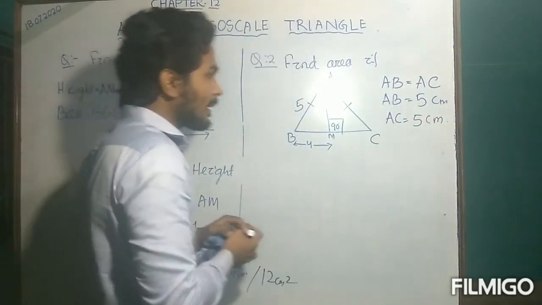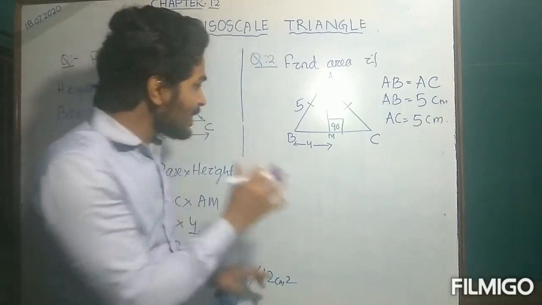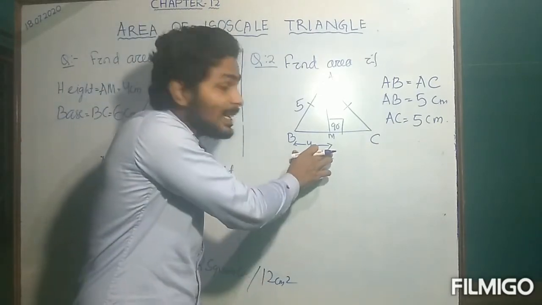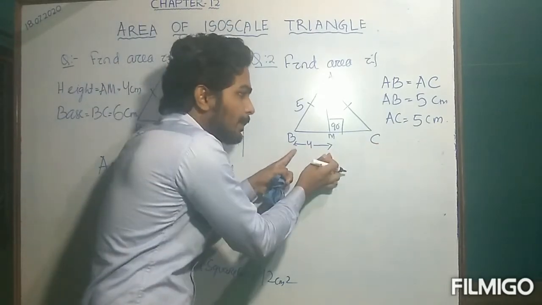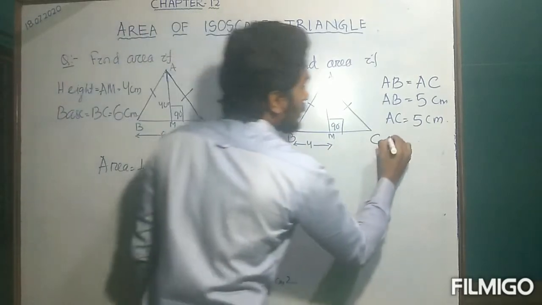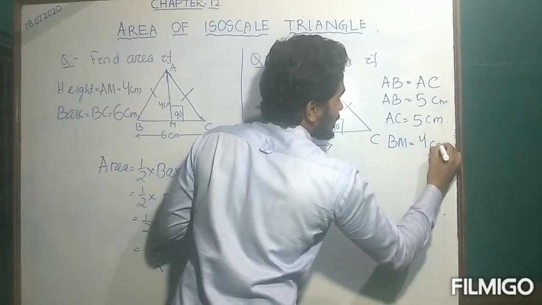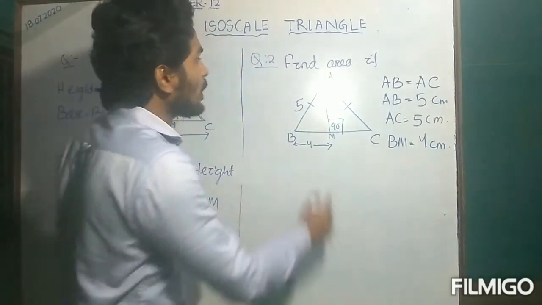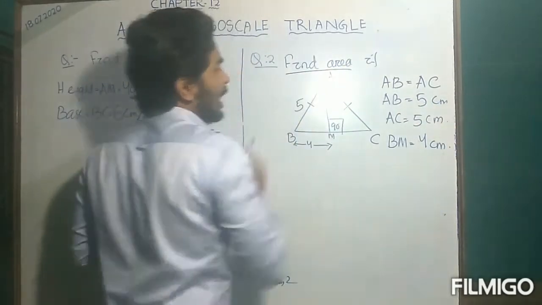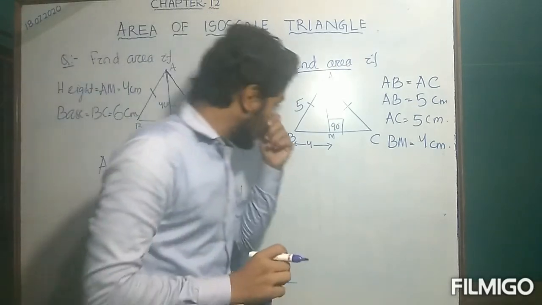And it is an isosceles triangle. Then what is given? This BM is given, not BC. BM is given only. So BM is 4 cm. Now what will we find? We will find the area of the triangle.